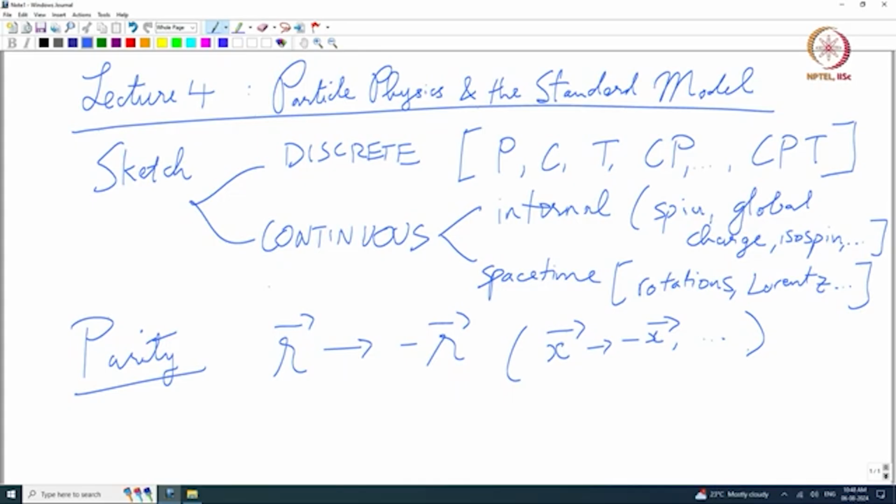Okay. So let us see if we already know a few things about the operation of parity, and whether we already know certain interactions and theories that satisfy parity, that have parity as a good symmetry. Okay. So let us take electromagnetism. Would something change in electromagnetism if you flip the coordinates this way? Would electromagnetism still be the same if I flipped the coordinates?